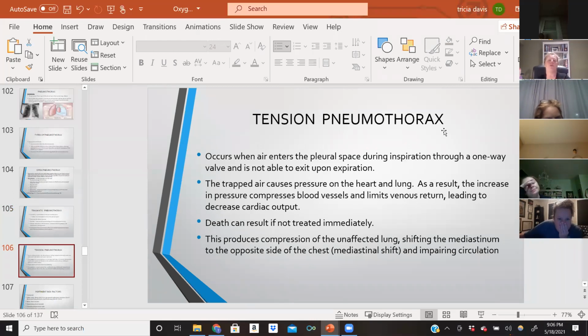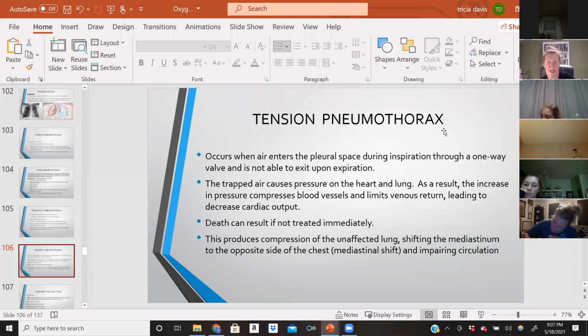Then we have a tension pneumothorax. This is going to occur when air enters the pleural space during inspiration through a one-way valve and is not going to be able to exit when we expire. So the air is going to become trapped. When that air becomes trapped, it's going to put pressure on the heart and the lungs. All that pressure is going to increase. It's going to compress our blood vessels. It's going to start to limit our venous return, and then we're going to have a decreased cardiac output. This is a medical emergency. Death can result if not treated immediately.